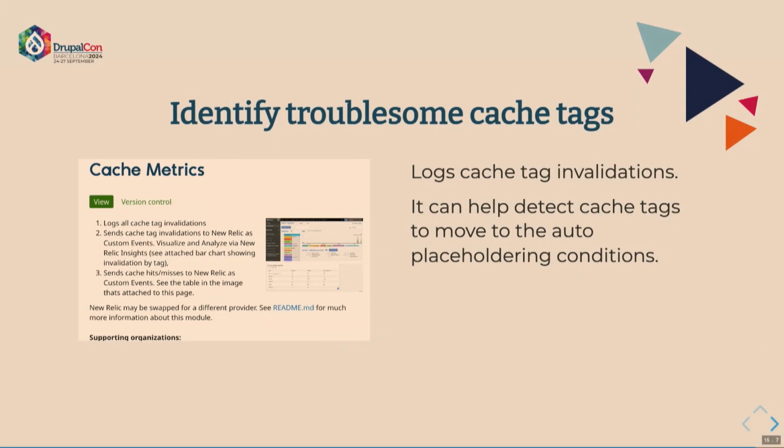And also you can use the cache metrics, which will log cache invalidations. It can integrate with New Relic, but it is very interesting to identify those cache tags that are getting invalidated too often. And when you identify them, you can add them to the auto placeholder conditions and benefit as well from all of the previews.